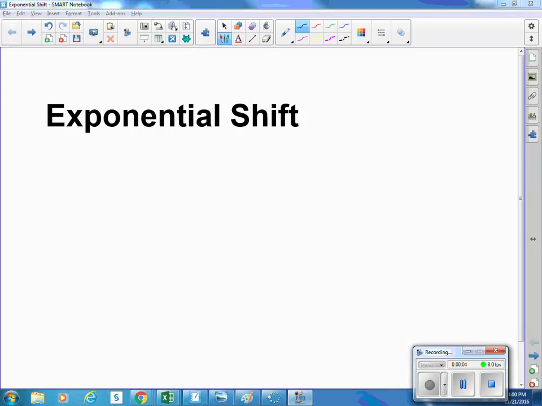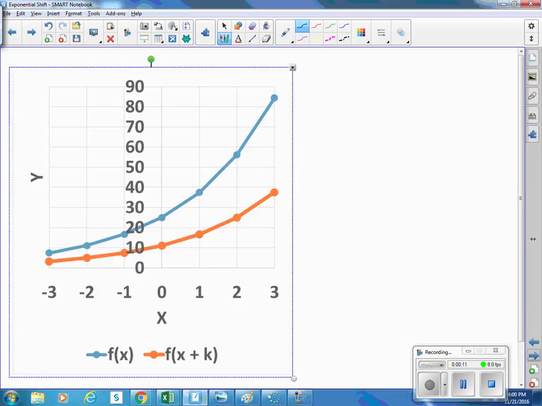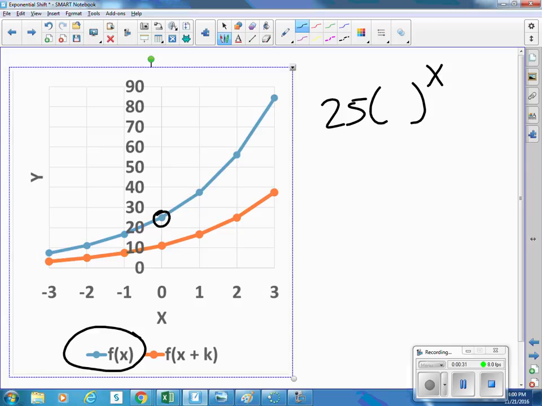This video clip explains how to identify exponential shift. So this graph says that the blue one is the original function. Let's try to write the equation for that function. We know that when x is 0, it is right at 25, so we know it's 25 times something raised to the x power. To find out what that something is, this one's around 38, so we'll do 38 divided by 25. That tells us it's 1.5. That's how I actually made it, was 1.5.